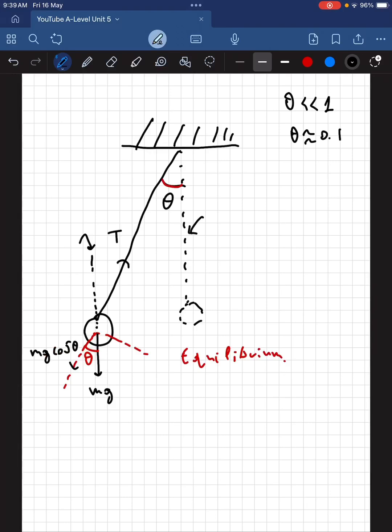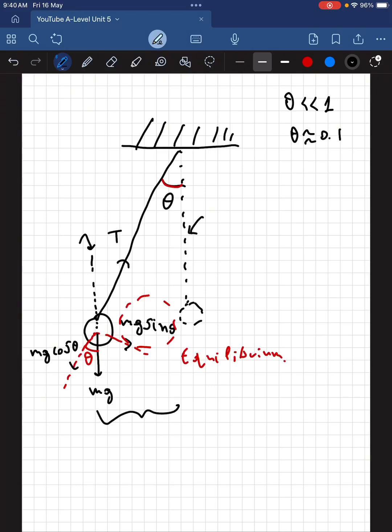And therefore this is mg sine theta. And this is the restoring force. This one is the restoring force because it points to the right towards the equilibrium position, so it tends to bring the object back.